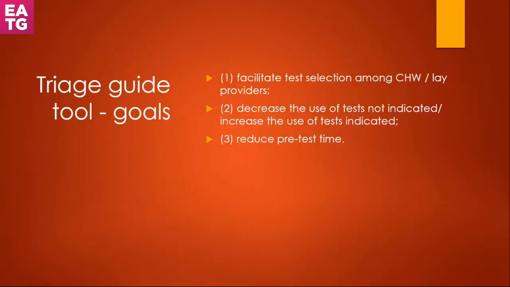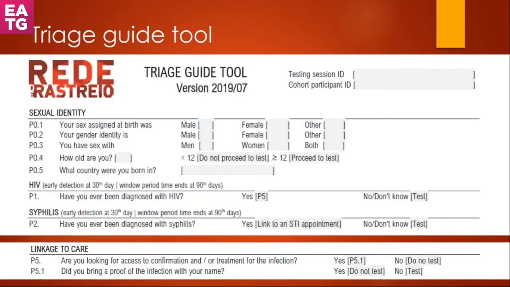So the triage guide tool was built to facilitate the testing selection among community health workers and lay providers, and to decrease the use of tests not indicated or increase the use of tests indicated and reduce pre-test time. So to apply the selection criteria as we see before, in a fast and effective manner. So this is a translated triage guide tool that we use in the testing sessions.